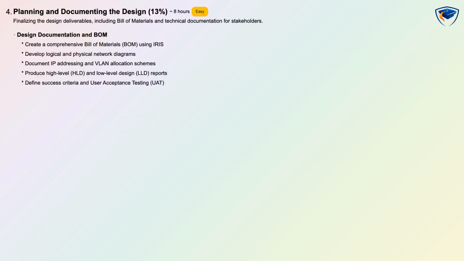Planning and documenting the design makes up 13% and is rated easy with around 8 hours of study split between hands-on work and conceptual tasks. You will finalize deliverables that stakeholders expect, creating a comprehensive bill of materials using IRIS, developing logical and physical network diagrams, documenting IP addressing and VLAN allocation schemes, and producing both high-level and low-level design reports. The domain also requires defining success criteria and planning user acceptance testing so installations meet business and technical requirements.